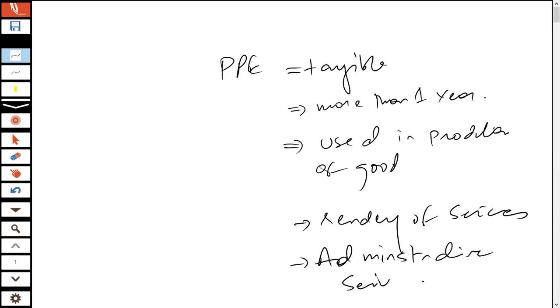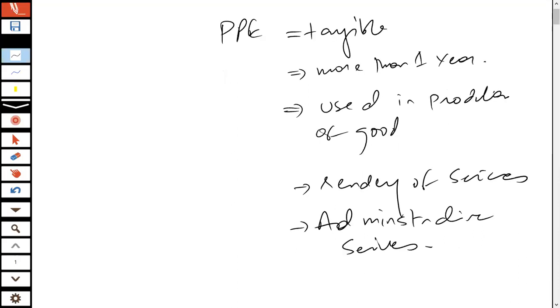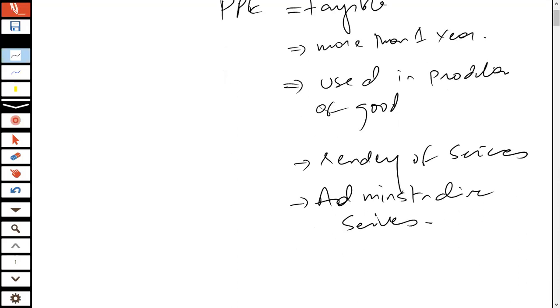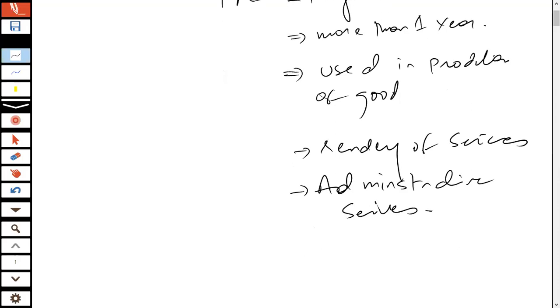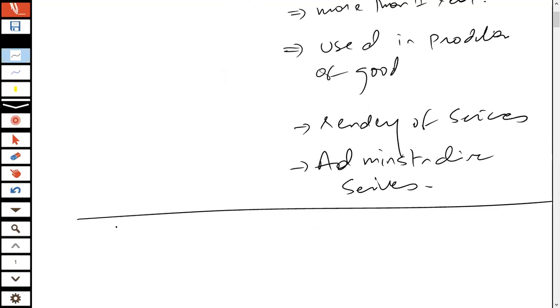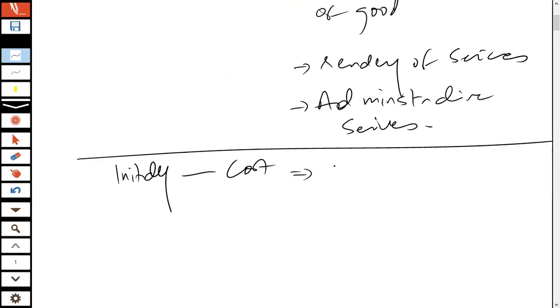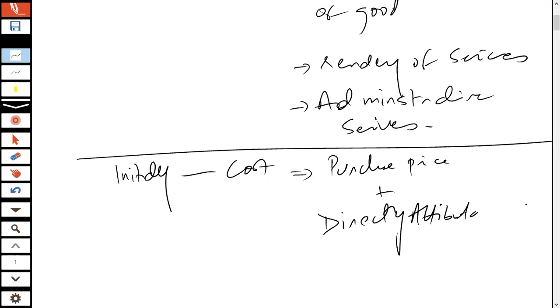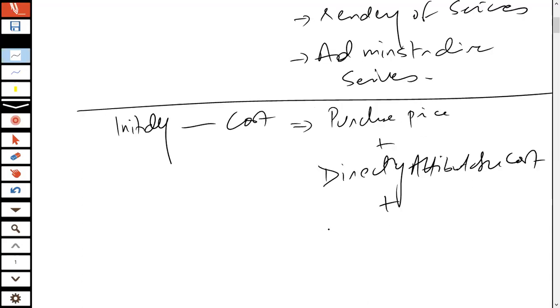So what exactly do you mean by the property plant equipment? The property plant equipment is a tangible item which is expected to last for more than 1 year. It is held for use in the production of goods, for the rendering of services, for the administrative uses. A property plant equipment is initially recognized at cost, and the cost includes purchase price, directly attributable cost and the dismantling cost.